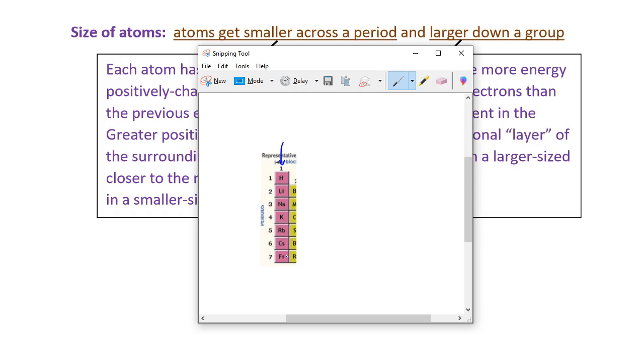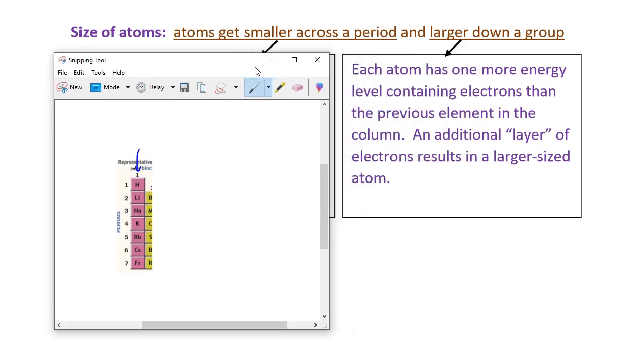What is the reason that atoms get larger as you move down the column? That reasoning is provided in this box. Each atom has one more energy level containing electrons than the previous element in the column. An additional layer of electrons results in a larger sized atom. For example, hydrogen has only one energy level, but lithium has two energy levels. The extra layer of electrons in lithium makes it larger than an atom of hydrogen.